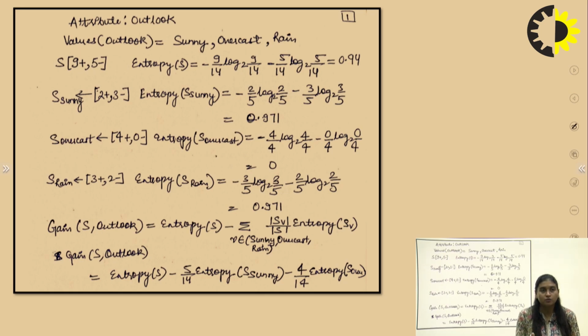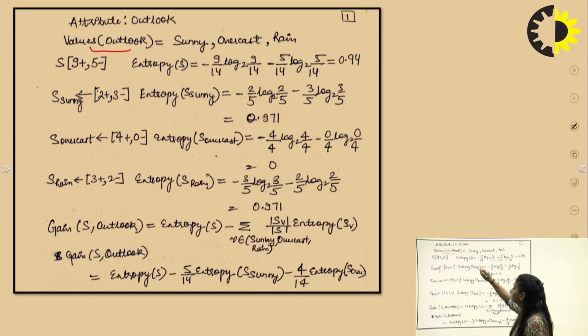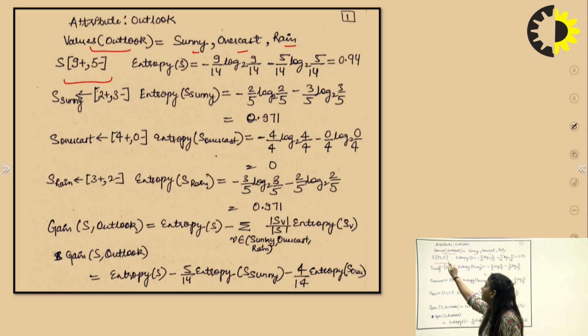Now we need to calculate these things for each candidate attribute. So let's start with the first one, that is outlook. When the attribute is outlook, we need to find out what values it can take. Outlook can be sunny, overcast or rain. Now we need the entropy of S with 9 positive and 5 negative, which we have already calculated: 0.94.